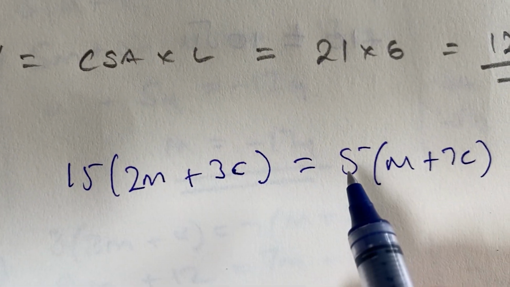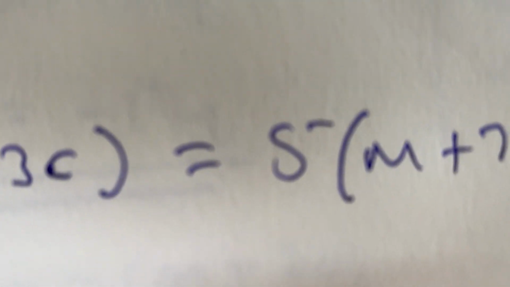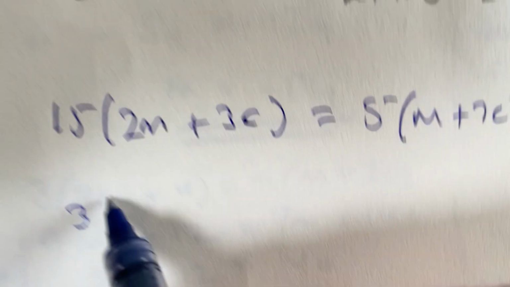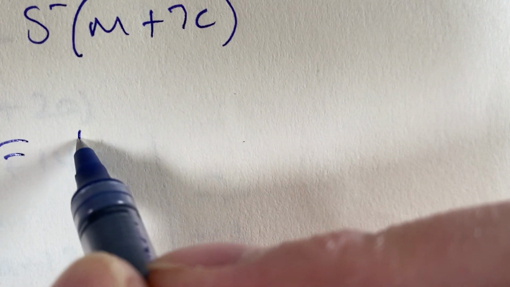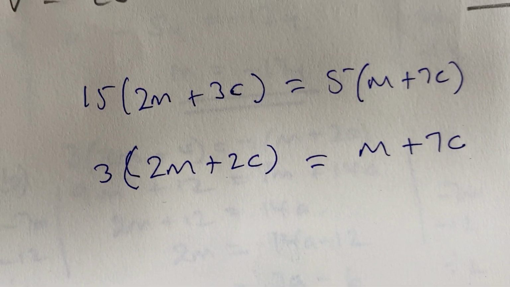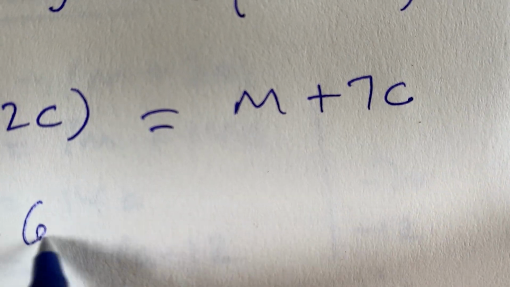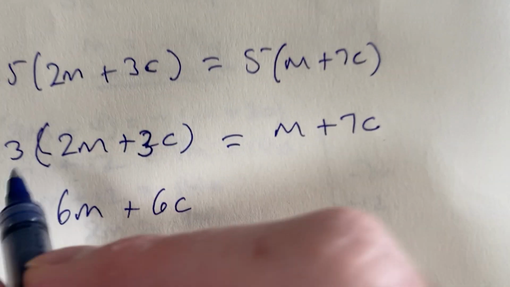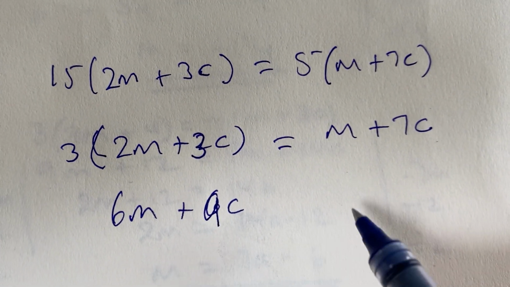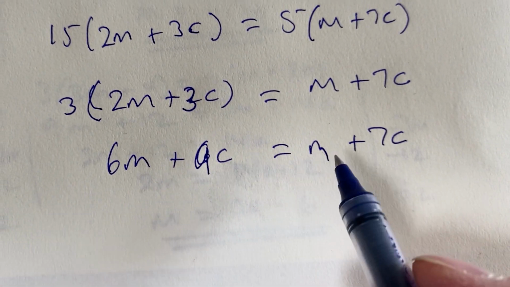Because that's a 15 and that's a 5, I can straight away divide everything by 5, which makes this 3, so that becomes 3 bracket 2m plus 2c equals m plus 7c. So I end up with that. And then you can multiply this out, so you get 6m plus 6c. Or was it 3? Sorry, it's 3 there. That's 3, so that's 9c. Do check your work regularly. m plus 7c. So now get rid of that m from both sides, so that becomes 5m.